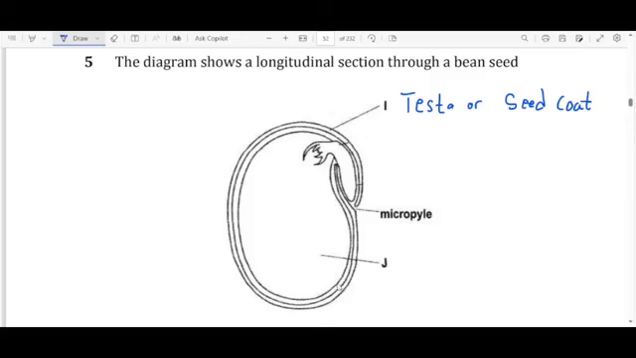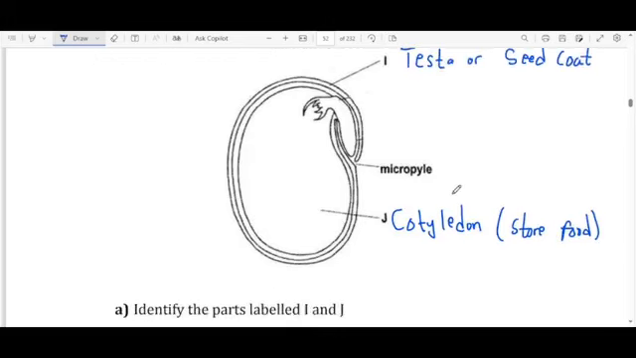Then we also have the part labeled J. So this part labeled J right here is called the cotyledon. And its function normally is just to store food. So we can now look at the questions.